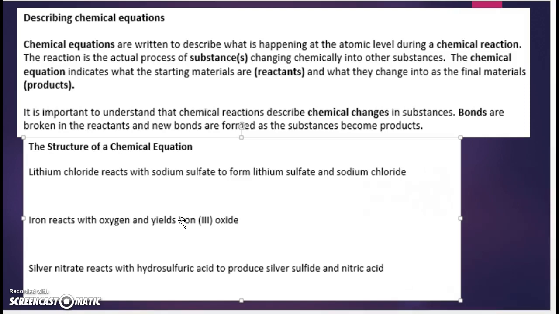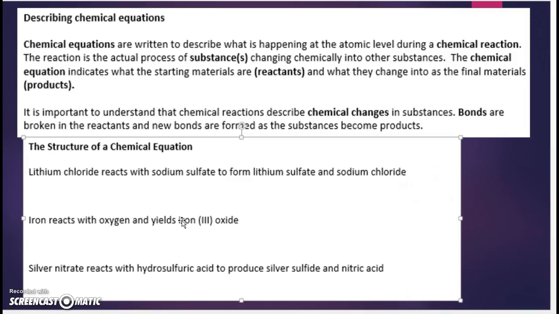Now we're going to have the next example, silver nitrate reacts with hydrosulfuric acid to produce silver sulfide and nitric acid. So we have silver nitrate. That's going to react with hydrosulfuric acid, which is H2S. And that's going to produce silver sulfide and nitric acid. So we're going to get Ag2S for silver sulfide. And the rest of it's going to be HNO3 for nitric acid.